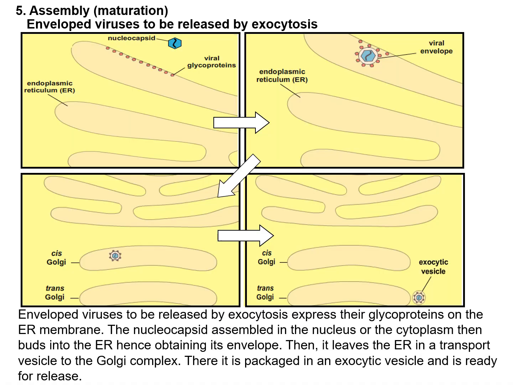If it is an envelope virus that will be released by exocytosis, then the glycoproteins are actually sent to the endoplasmic reticulum rather than to the cell membrane. What will happen next is that the capsid will bud into the endoplasmic reticulum, hence acquiring its envelope, in addition, of course, to the glycoproteins embedded within the envelope.